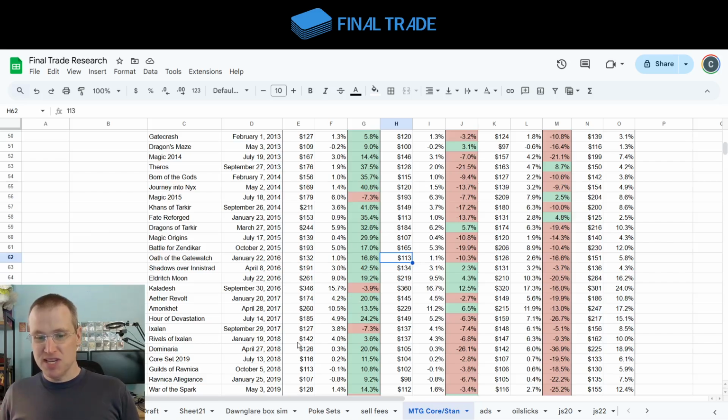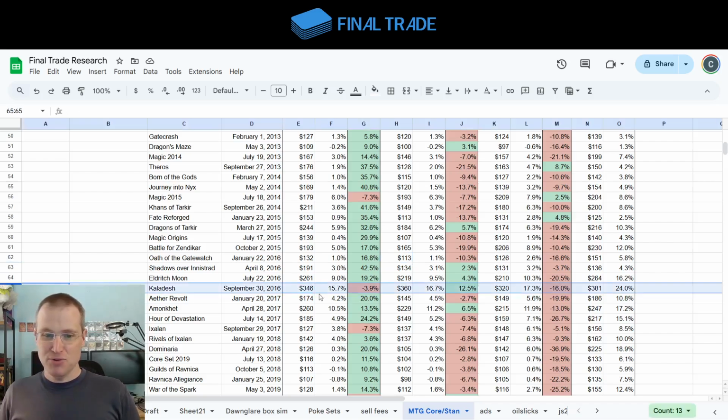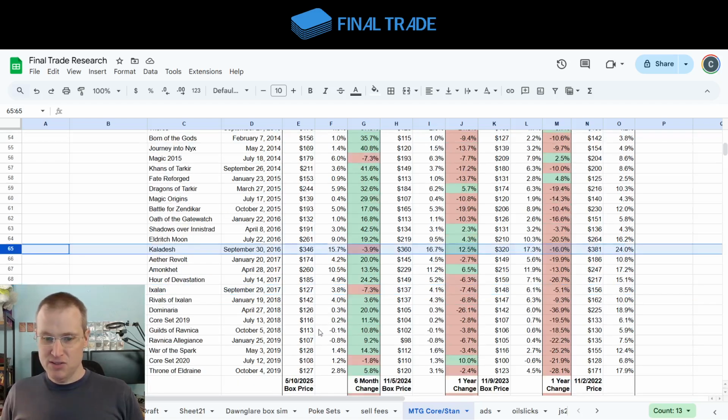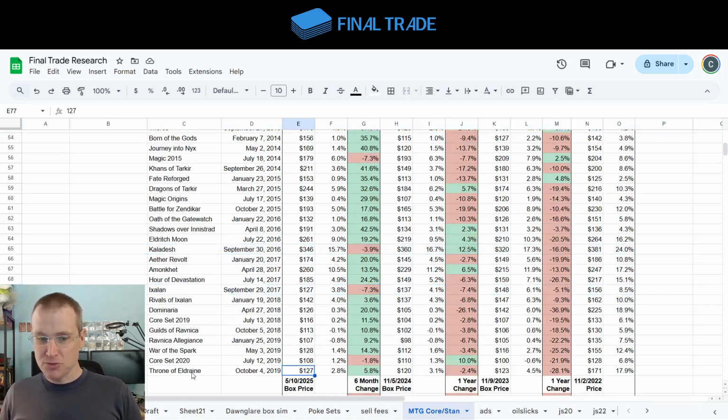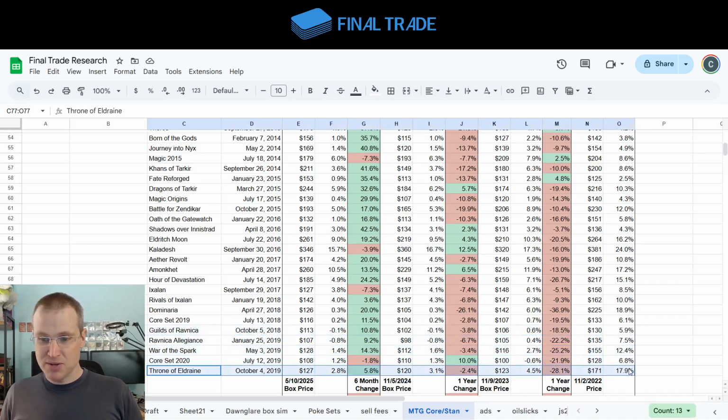In fact, you don't see any really high value boxes here. The highest value one on the screen right now is Kaladesh at $346. And that is the bottom. I only go through Throne of Eldraine on this comparison because we entered into such a wild period for the market afterwards. One day I will start adding later boxes to this, but we need to separate some time for it to really be interesting in relation to the rest of this analysis.